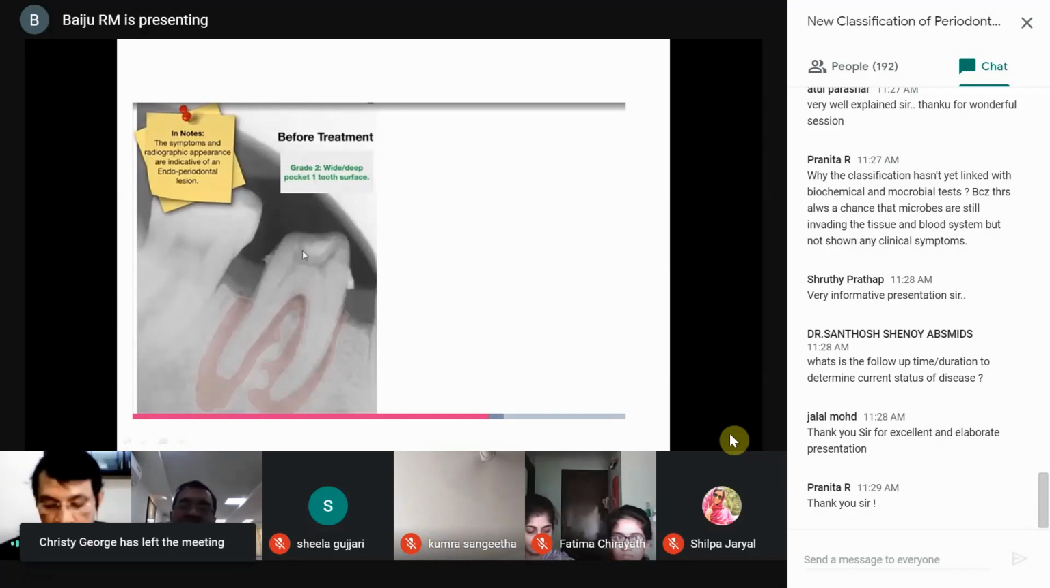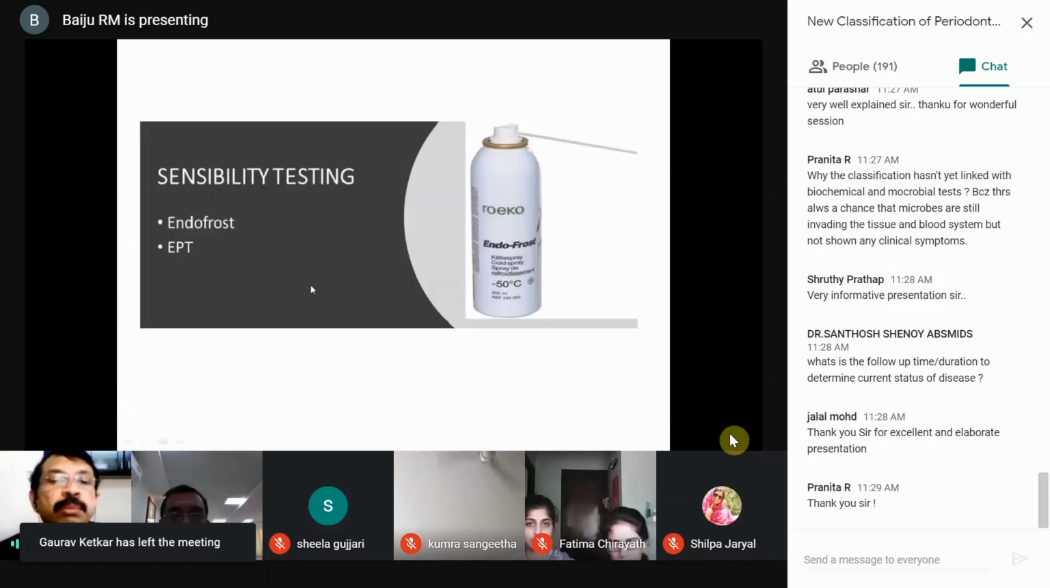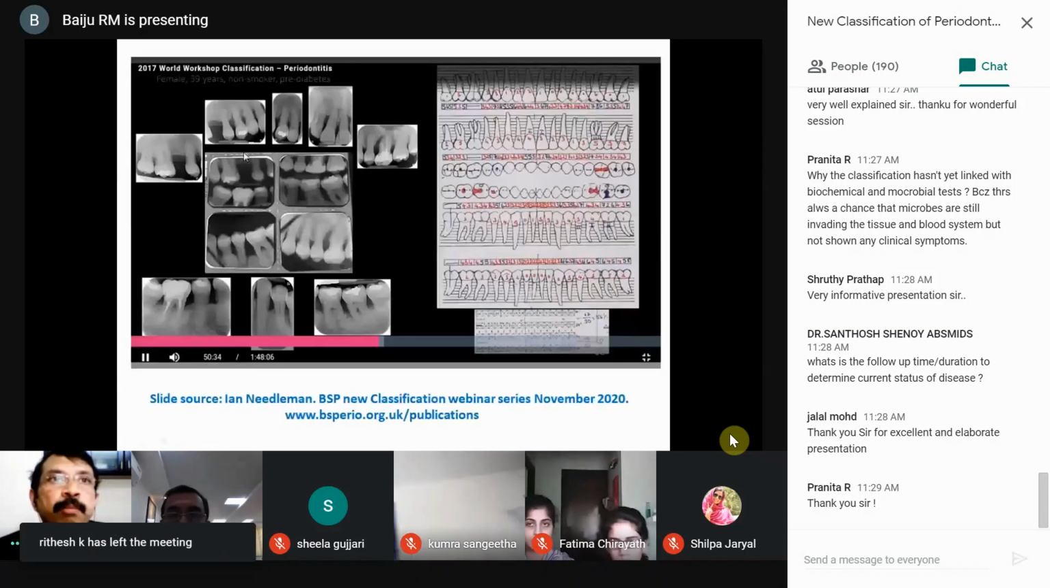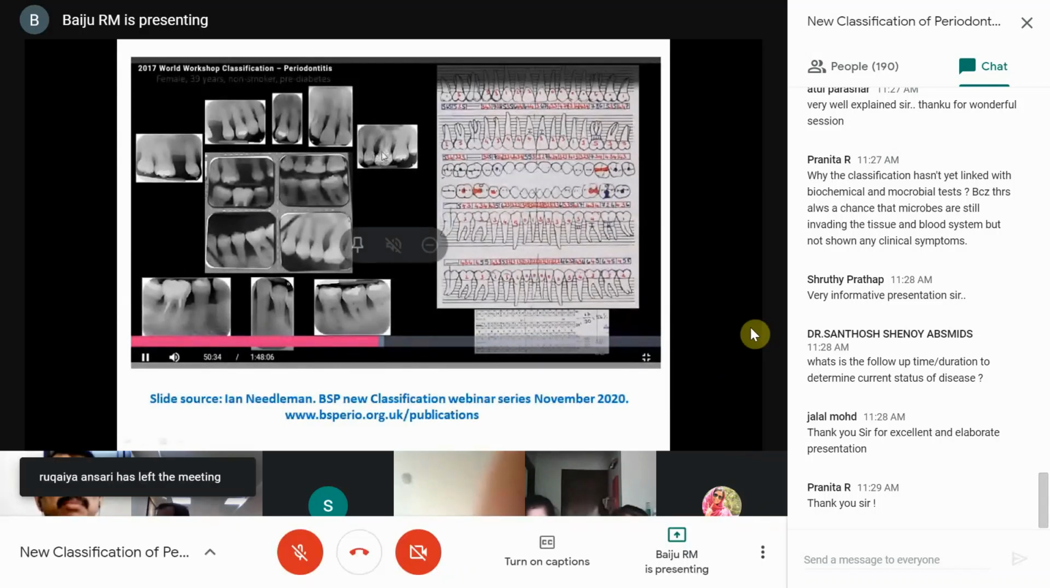So when you get such a condition and the restoration is lost, there is no evidence of root canal treatment, you should go in for a sensitivity test. You can do a cold test or an electric pulp test. And based on the results, you come to the diagnosis. So this is an important clinical case that I'm going to show you. It is very important in two aspects, and I'll explain it.